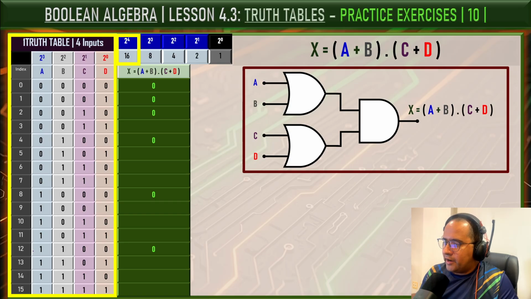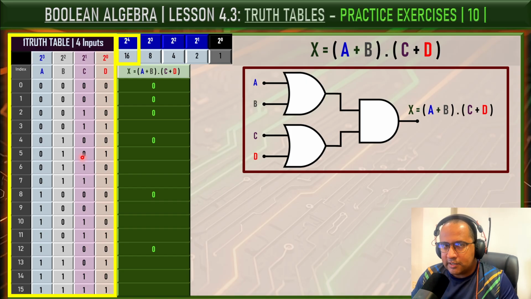Okay? Let's verify row 12, where A equals 1, B equals 1, C equals 0, and D equals 0. The combination 1 or 1 results in an output 1. And the combination 0 or 0 results in an output 0. Again, at least one input of the AND gate is equal to 0, which results in an output 0, okay? Now, let's analyze the remaining input combinations.